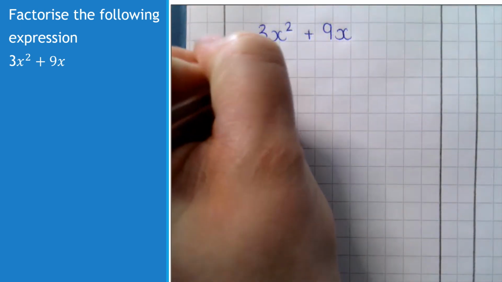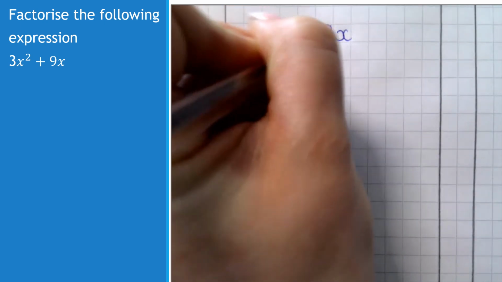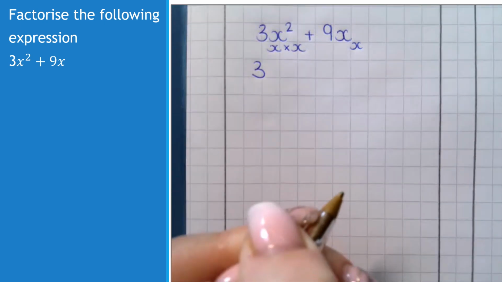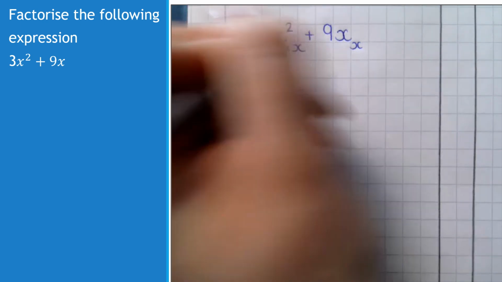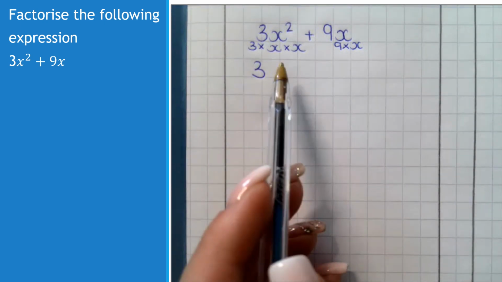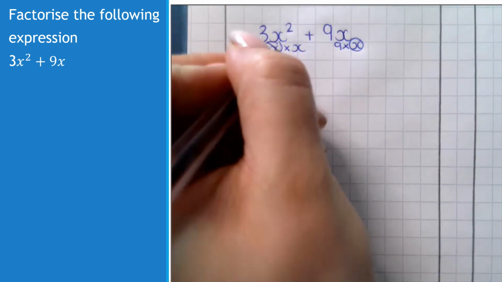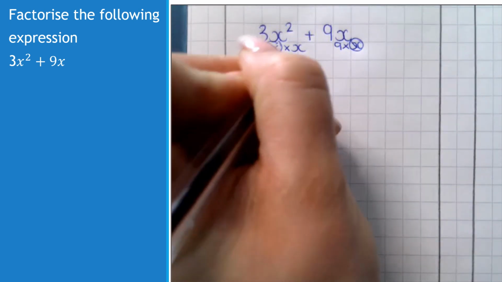So I'm going to take 3 outside my brackets, and then this time I've got an index. So x squared means x multiplied by x, and 9x is 9 multiplied by x. You can write this if you want to. So write out all of your terms multiplied together, because sometimes it's easier to spot the common factors. Both of the terms have an x in, so I can take that outside my brackets as a common factor as well.